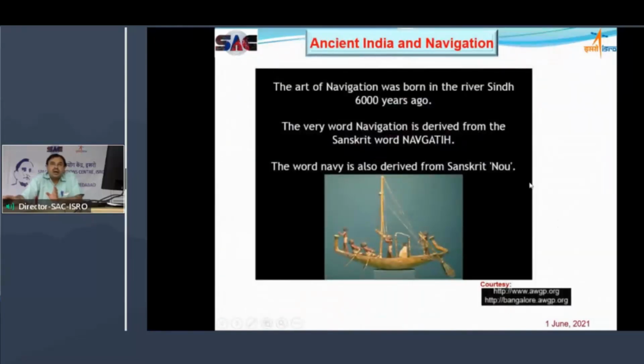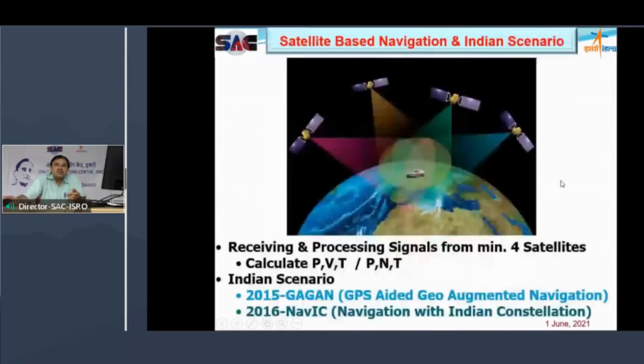In our mythology and all our other details, we claim that ancient India was the place where navigation arose. The Sanskrit word, we all know, Navgati, or in Hindi we call it Nauka. So from that, this word navigation has come. That is what our claim is, and this is a typical depiction of that.